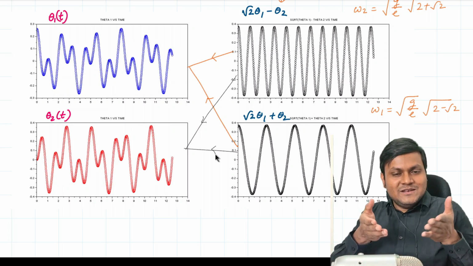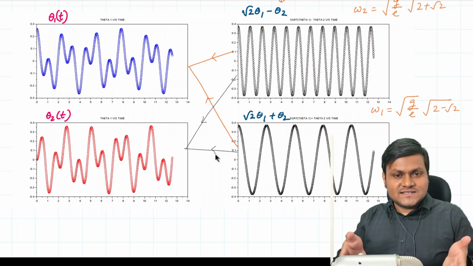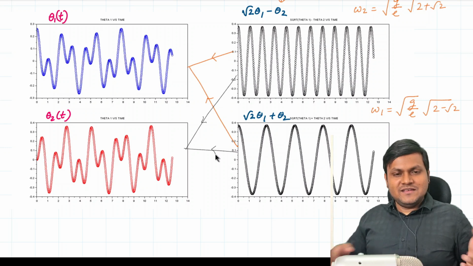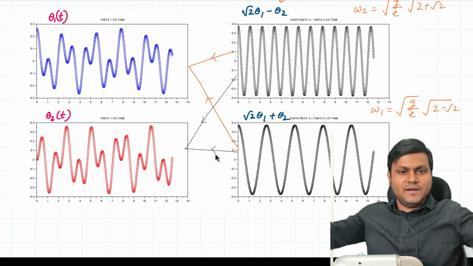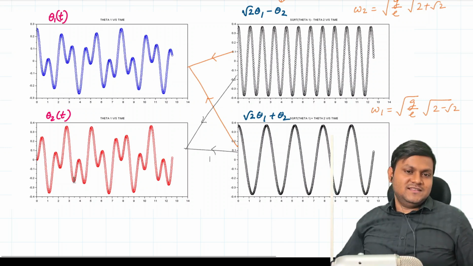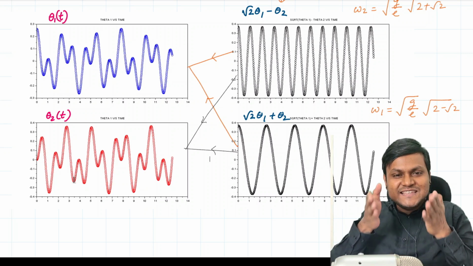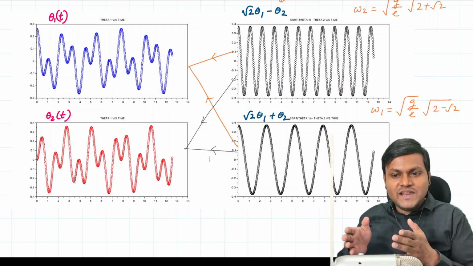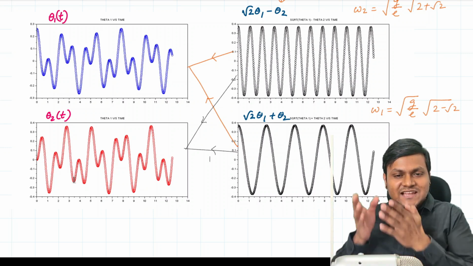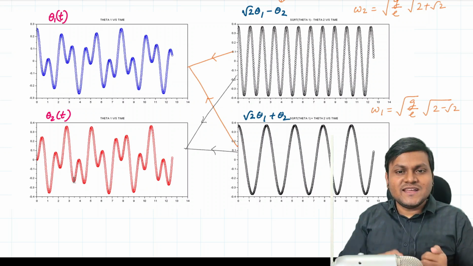The solution for the double pendulum for both the masses looks so random. It's like it's going up and down, right? By looking at it, you might never be able to guess, but there are these two hidden frequencies inside them. A linear combination of these two frequencies can generate the solution for the first particle as well as the solution for the second particle.